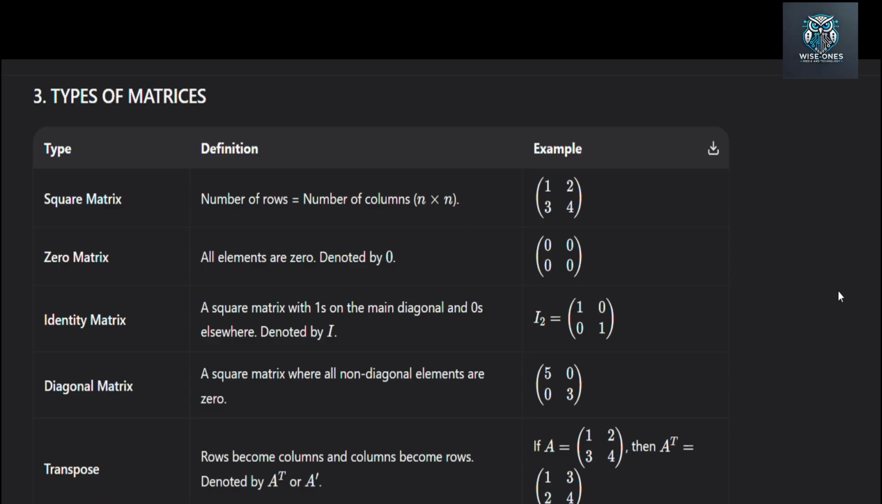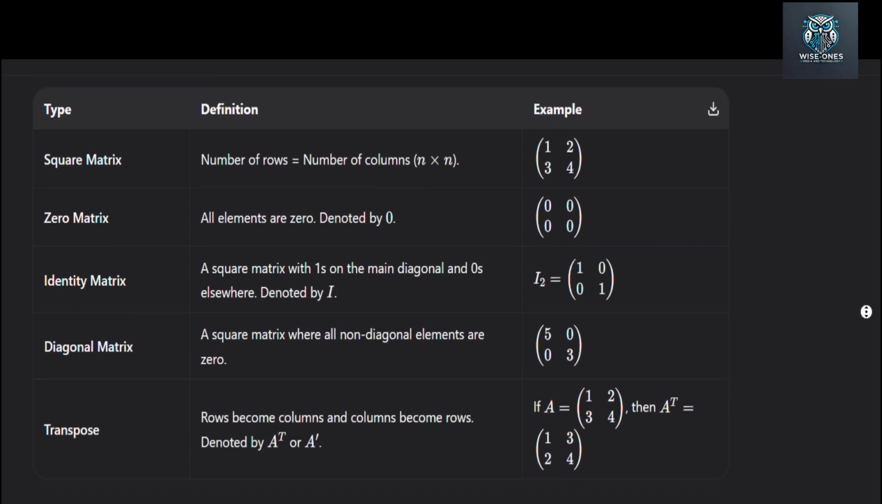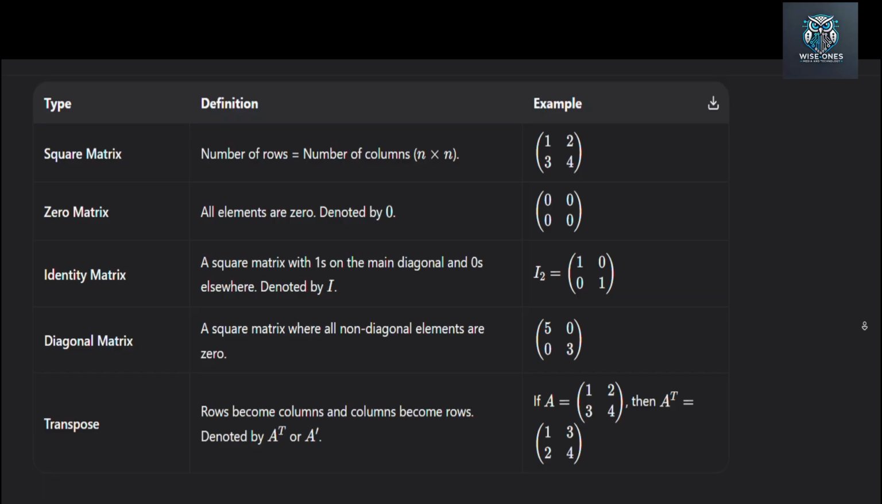Fifth is the transpose. This is when you swap the rows and columns. The first row becomes the first column. The second row becomes the second column. It is denoted by A transpose or A prime. Please write these definitions down. You will need to recognize them in exam questions.